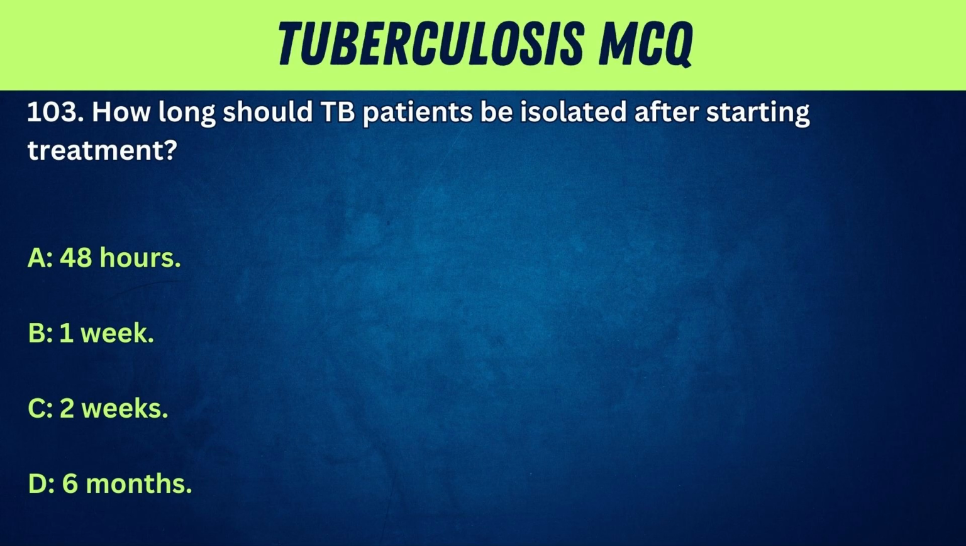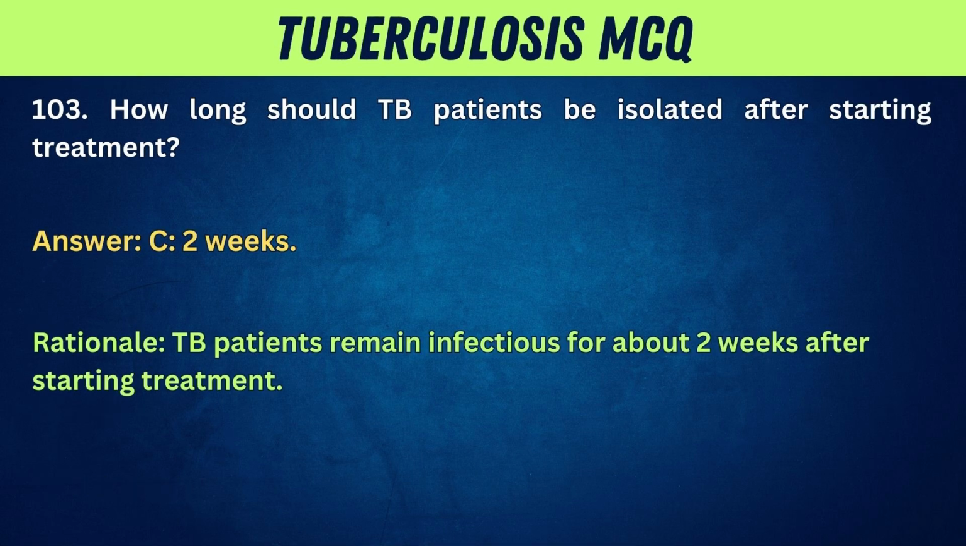103. How long should TB patients be isolated after starting treatment? A. 48 hours, B. 1 week, C. 2 weeks, D. 6 months. Answer: C. 2 weeks. Rationale: TB patients remain infectious for about 2 weeks after starting treatment.